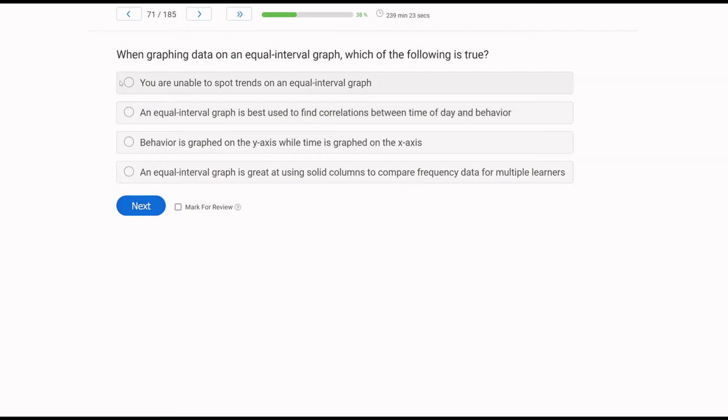When graphing data on an equal interval graph, which of the following is true? All right, this is a must be true question. When we get questions that say is true, is false, one of these has to be true, and if one has to be true, then the other three have to be false. That's how we want to look at these type of questions. Now, the hardest part about this question is what's an equal interval graph? An equal interval graph is simply a line graph, the most common type of graph we use in ABA. So if we have a question like this, it says one of these is true.